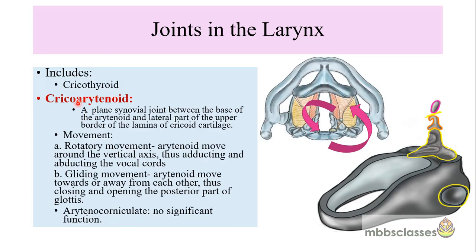the thyroid cartilage. And if you see the cricoarytenoid joint, it is also a plane synovial joint between the base of the arytenoid and the lateral part of the upper border of the lamina of the cricoid cartilage. And the movement that takes place here is also the rotatory movement and the gliding movement. But here the rotation takes place in the vertical axis, thus bringing adduction and abduction of the vocal cord. So depending upon which muscle is contracting, the arytenoid rotates outward or inward. If it rotates outward, it causes abduction of the vocal cord, and if it rotates inward, it causes adduction of the vocal cord.